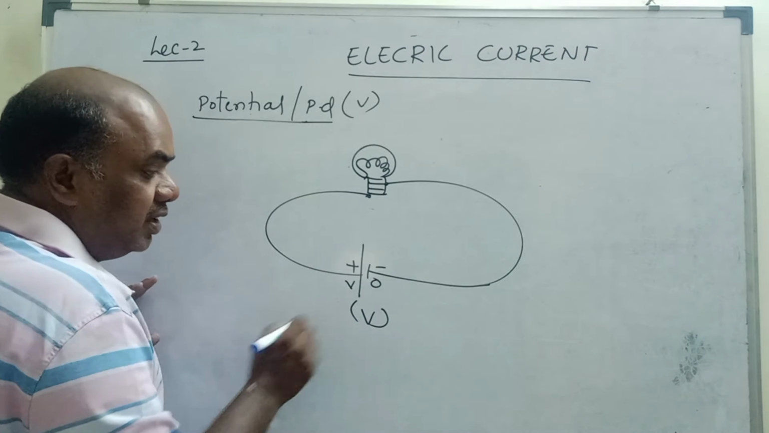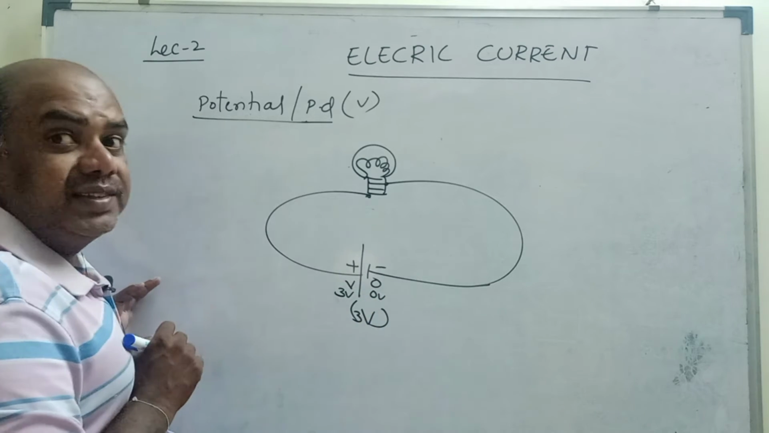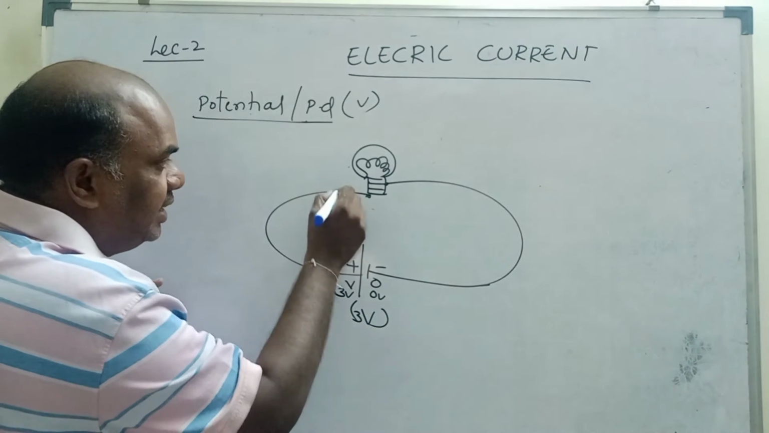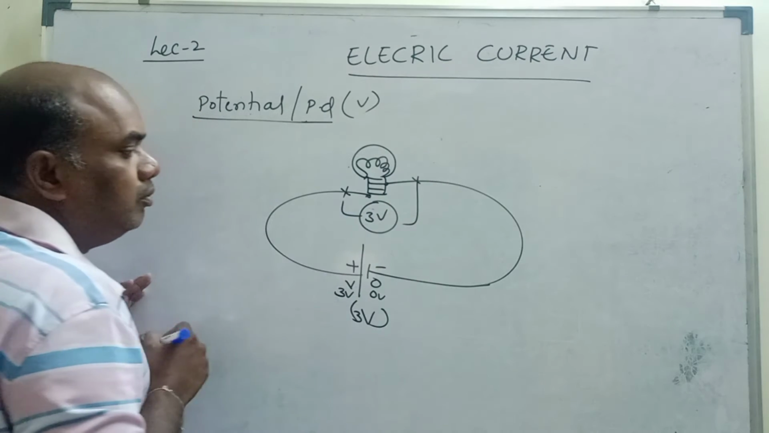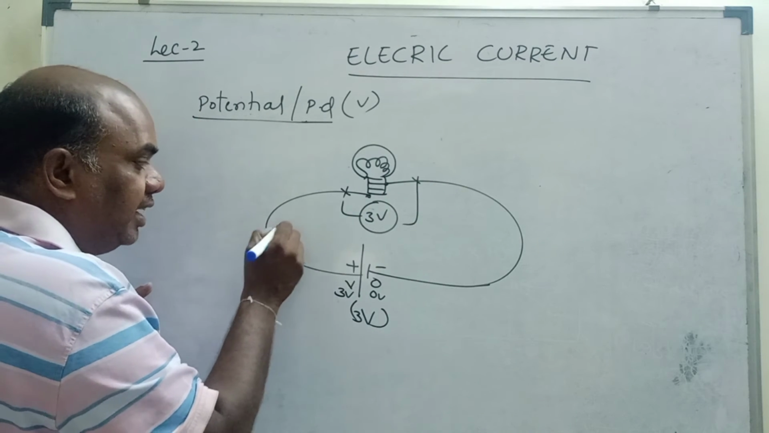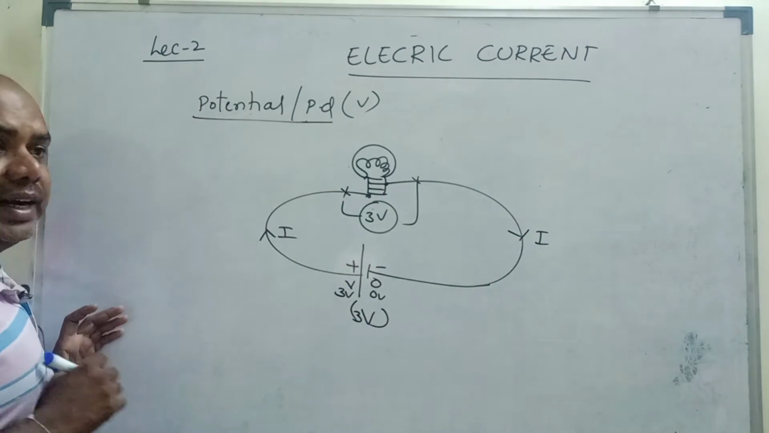If the potential difference is V, let us consider this is 3 volt, this is 0 volt. So automatically the potential difference is 3 volt. Only one consumer is there, so automatically here also the potential difference is 3 volt. What is meant by this is the current direction. Current always flows from higher potential to lower potential, battery positive to negative.